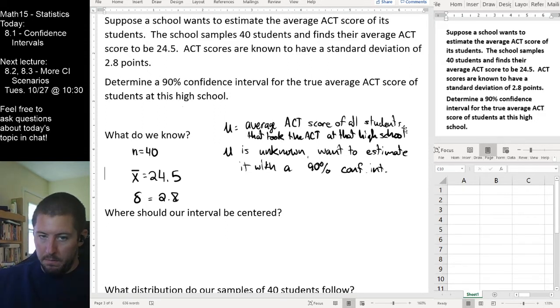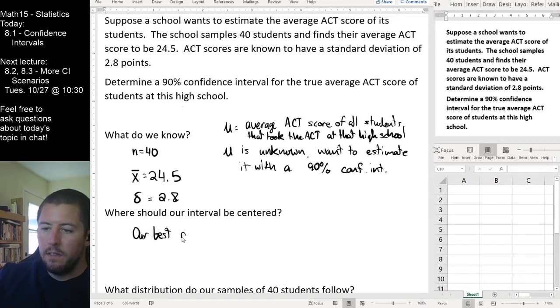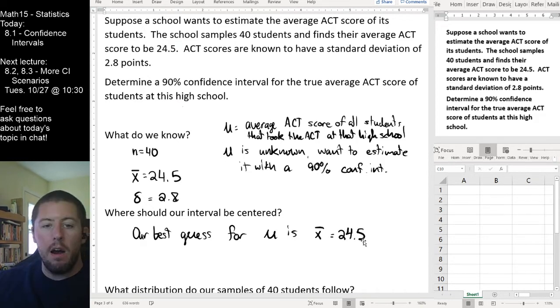So where should our interval be centered? Let's just say here, our best guess for mu is x bar. All right, so that's going to be our estimate.